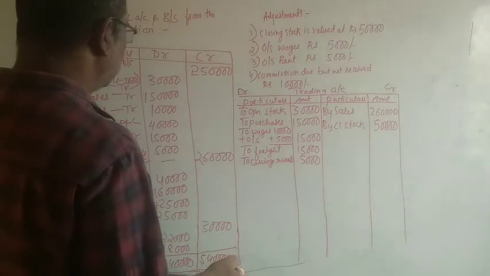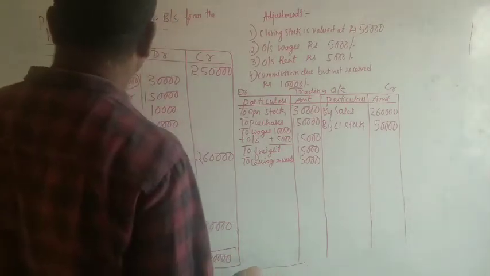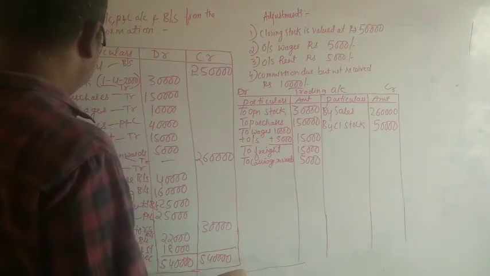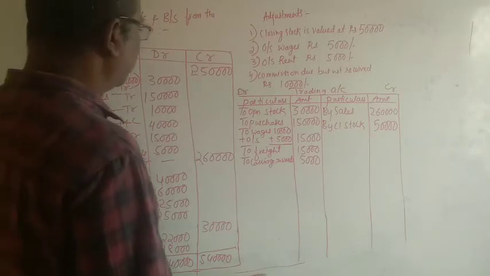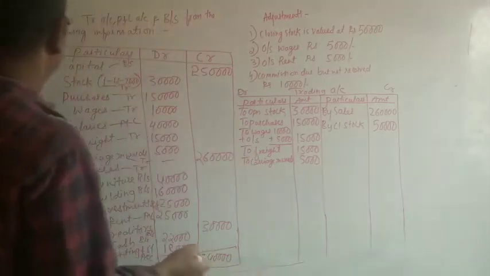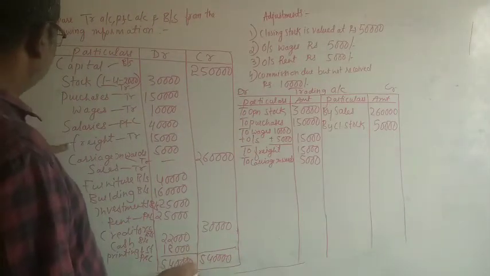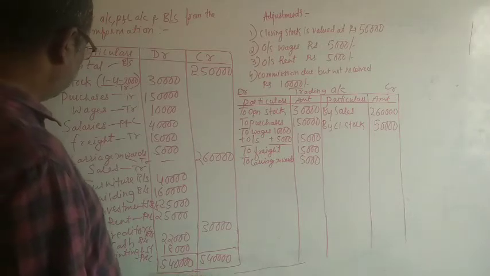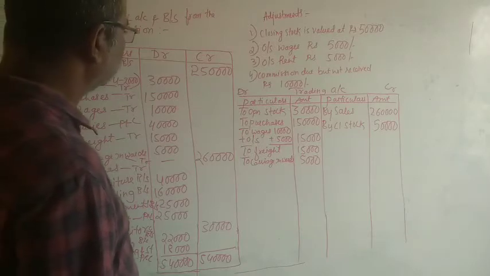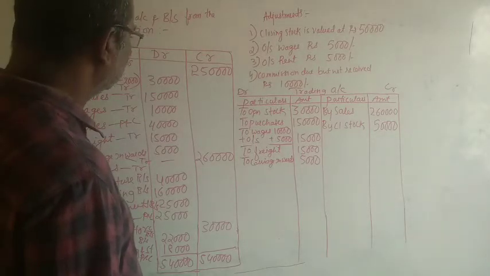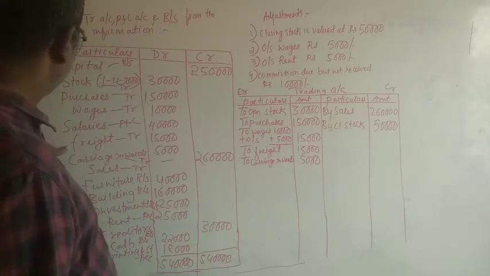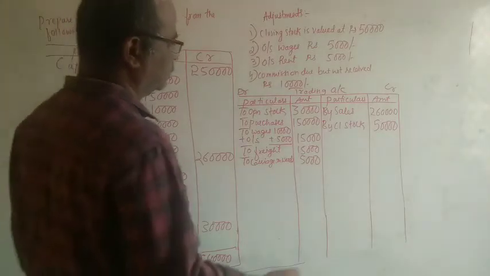So there are no other items in the trading account altogether. Five items on the debit side and six items on the credit side.